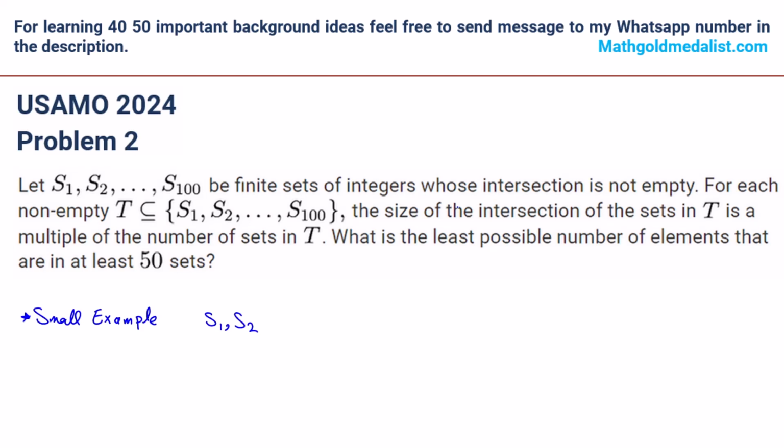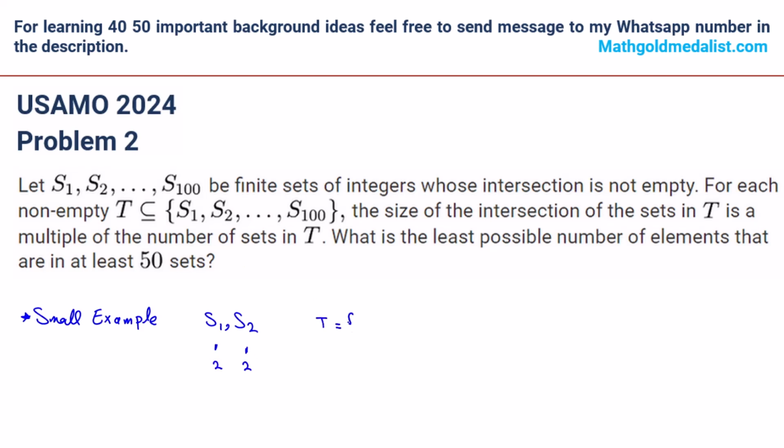Let me see. Why the 1, right? Yes, suppose we have 1 in both of them. Then let's see the condition. It says S1, S2 are finite sets of integers whose intersection is not empty, right? Not empty because the intersection is 1. For non-empty T, the size of the intersection of the sets in T is a multiple of the number of sets in T. So if T has 2 elements, here we should have at least 2, right?